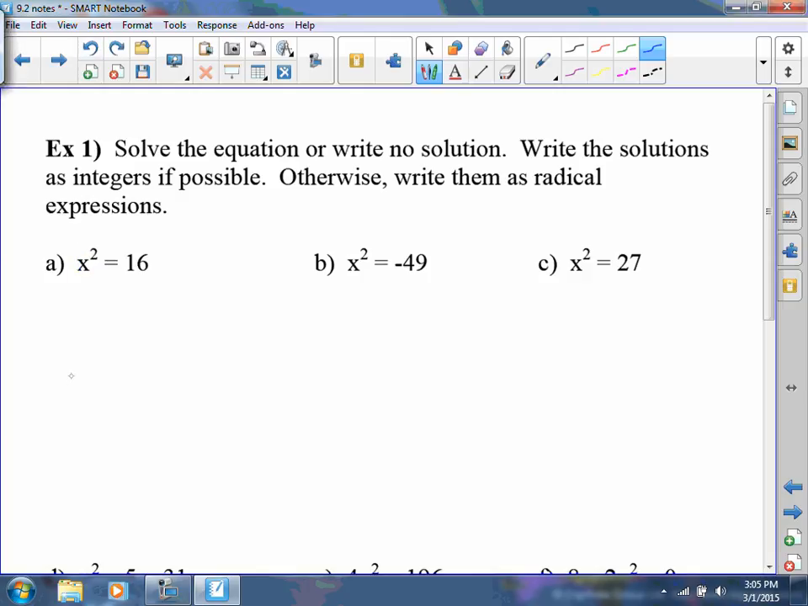All we have to do is take the square root of both sides so that we can get that squared out of there, because a squared and a square root undo each other. So now I'll have x equals, and the square root of 16 is 4, but it's not just 4. Remember, it's plus or minus 4. And I'm done.